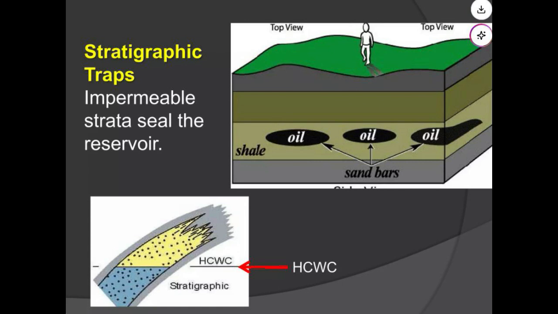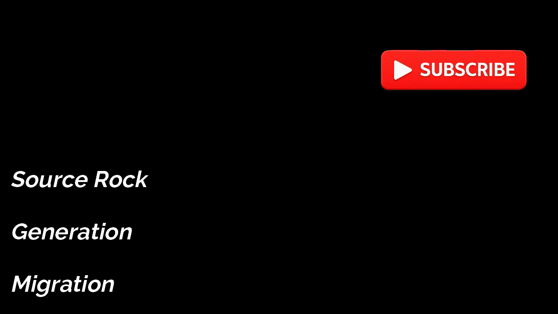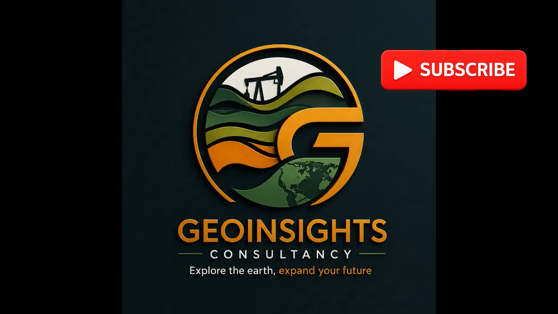Finally, we have the fault trap. Here, fault movement places a permeable reservoir rock against an impermeable sealing rock, preventing further hydrocarbon migration and allowing hydrocarbons to accumulate. With that, we have completed our discussion of the petroleum system, starting from the source rock, followed by hydrocarbon generation, migration, accumulation, and finally trapping.